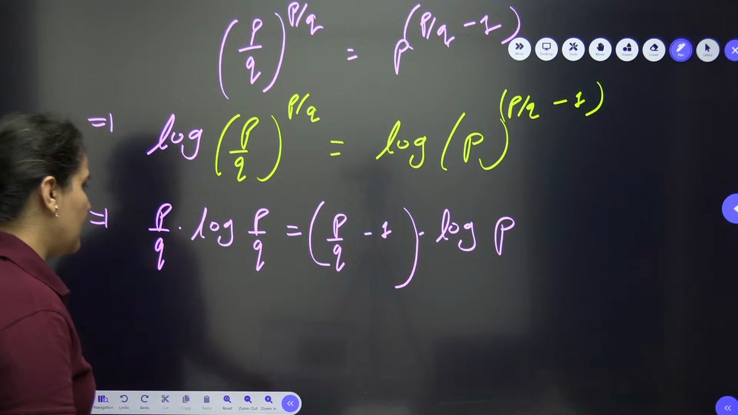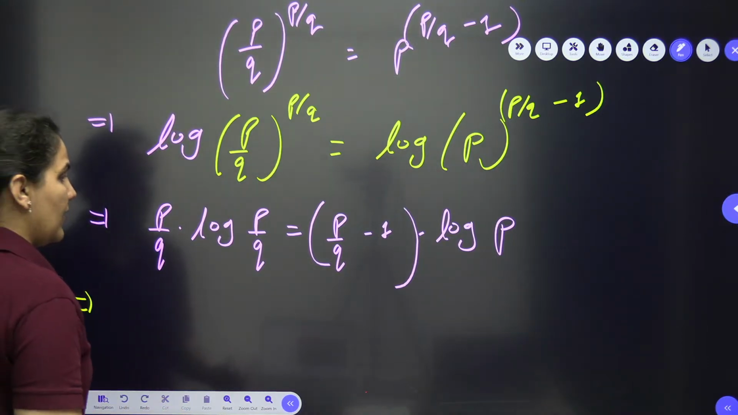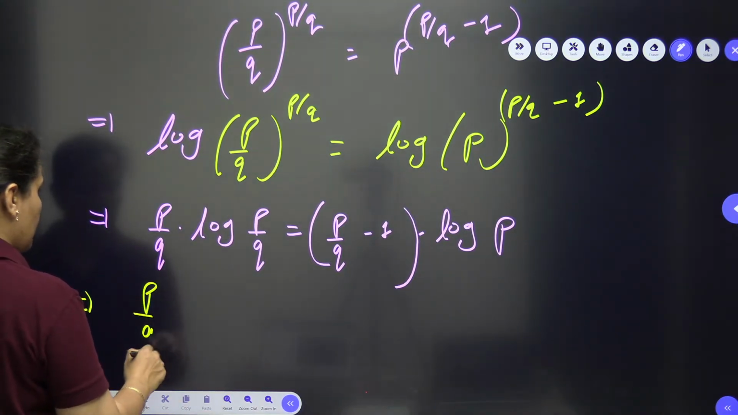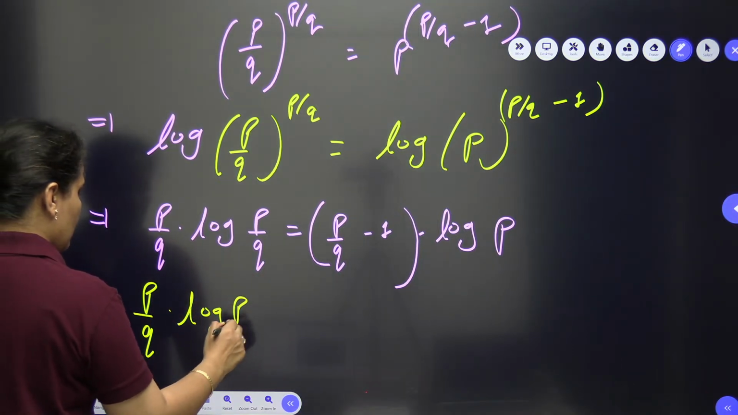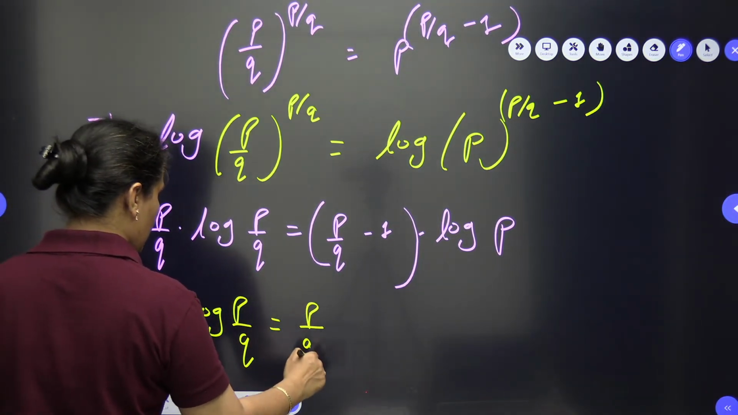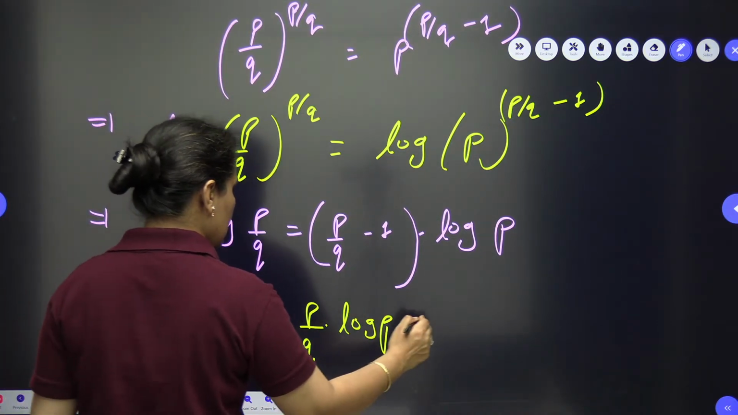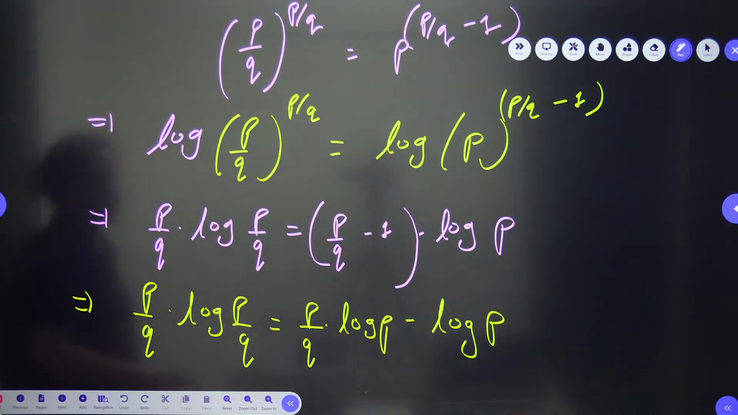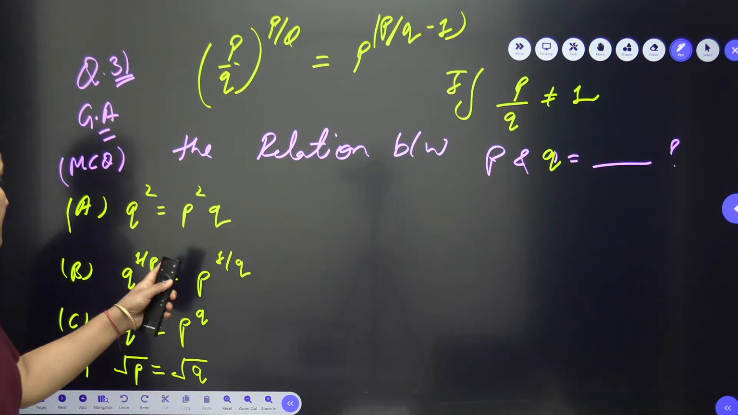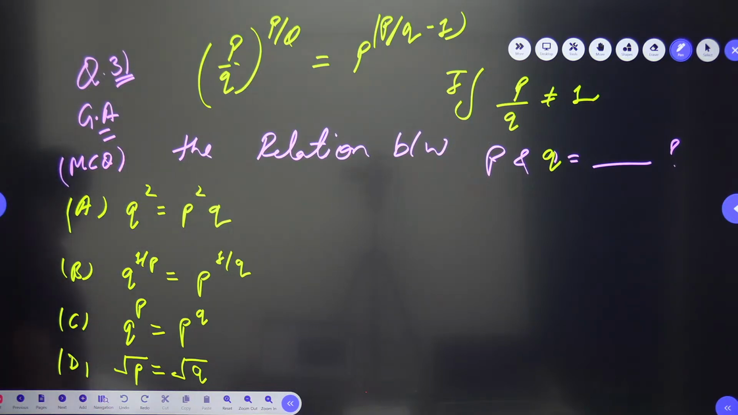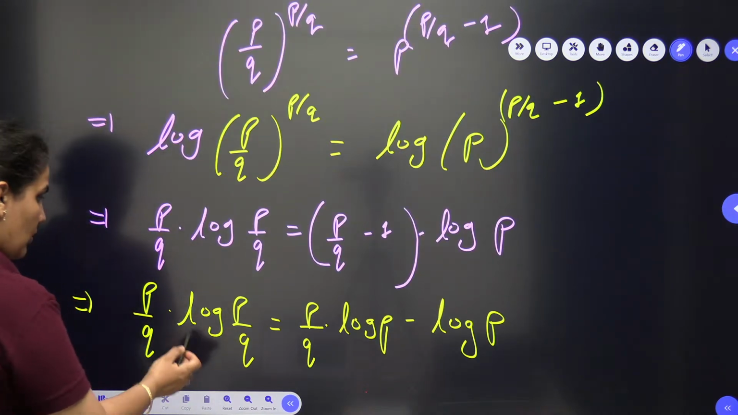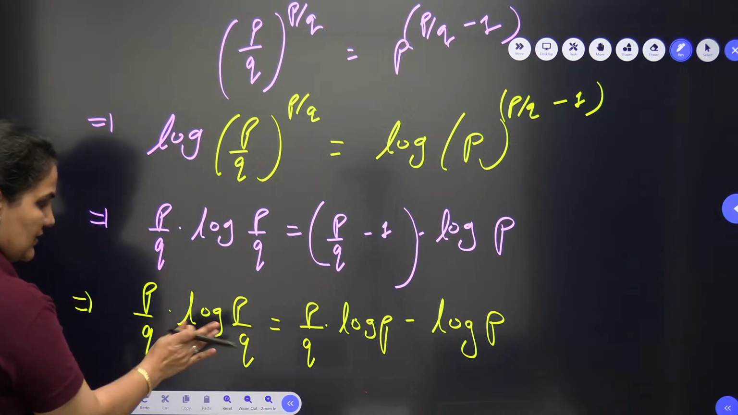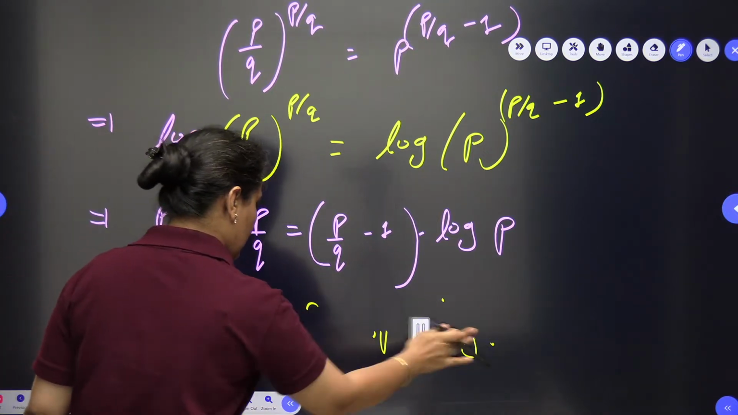Okay, so we need to simplify this one. When I open it, I can write P/Q log of (P/Q) as P/Q log of P minus log of P. As the relation given to us is between P and Q only, so how can you write it? Something is P/Q log P. This one I want to elaborate, then I will go for the next one.